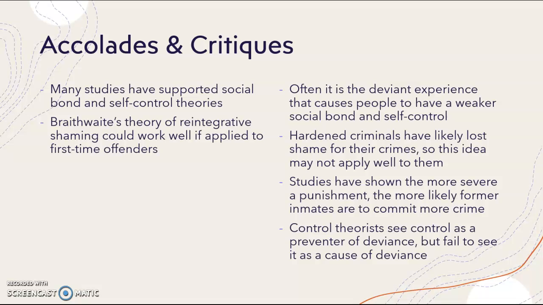Control theorists in general see control as a preventer of deviance, but fail to see control as a cause of deviance. For example, if police are coming after a suspect, they could actually cause him to commit crimes such as evading arrest.